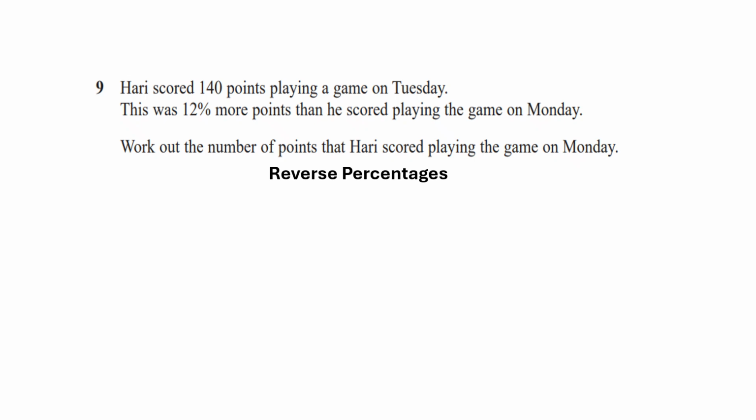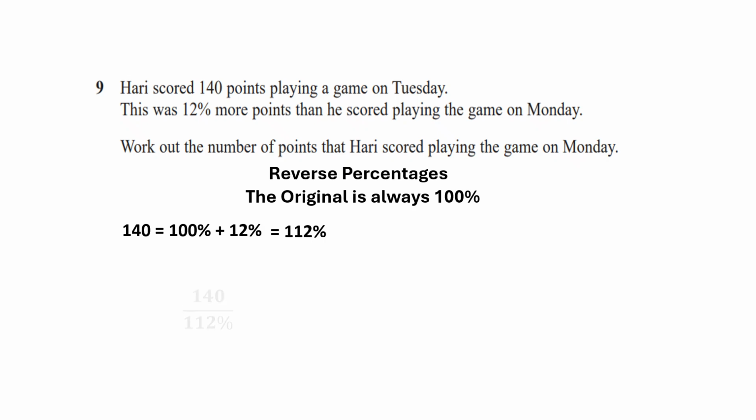Now, we can solve this in two different ways. I'll do it in two different ways so you know how to do it. The first way is we think of the original amount, which is what he scored on Monday, as 100%. Always in reverse percentages, think of the original as 100%. So that means the 140 is 100% plus 12%. That means it's 112%. Now, to get the original, we just divide 140 by 112%.